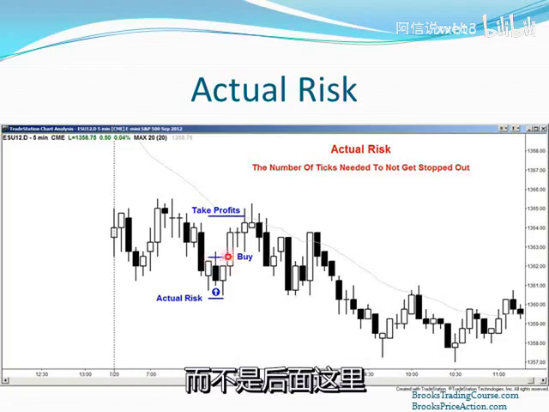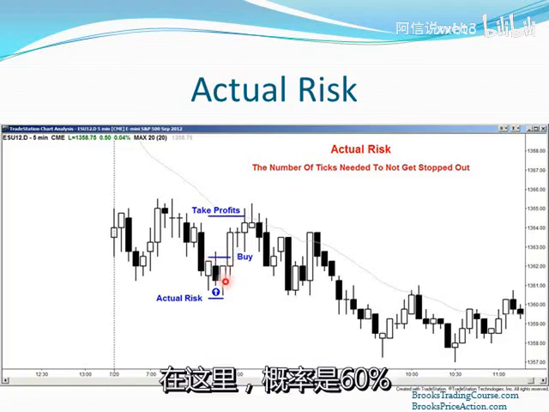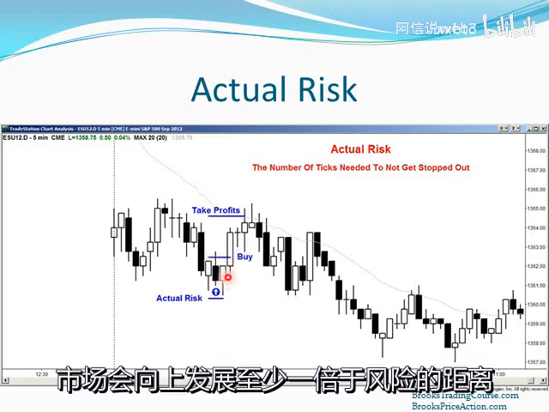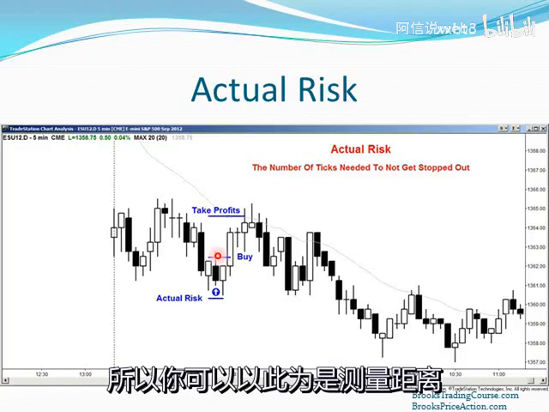Even though you entered over here and not over here. At this point, there's a 60% chance that the market will go up, probably 1 times the risk of an entry above this bar, maybe 1 times the risk of an entry above this bar. So you could take a measured move up.